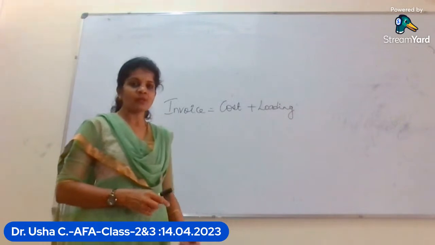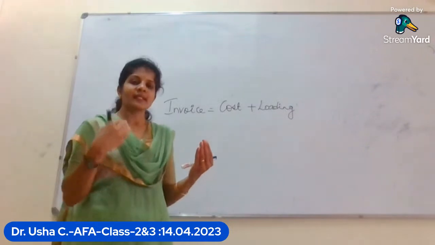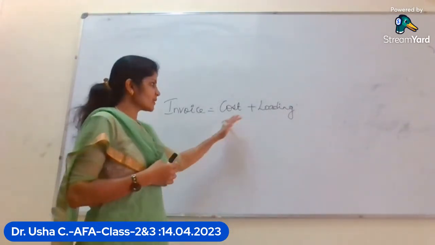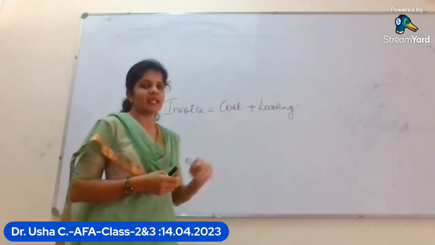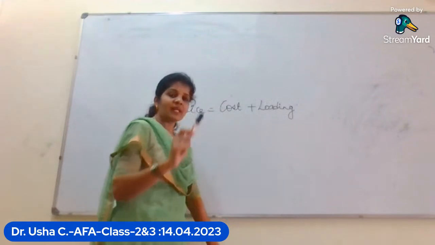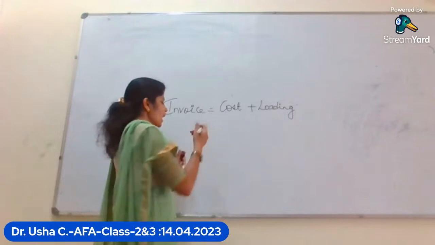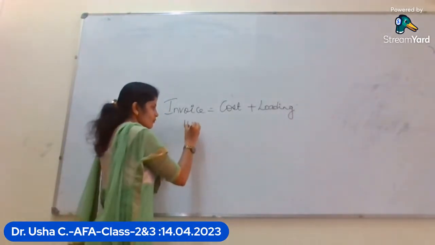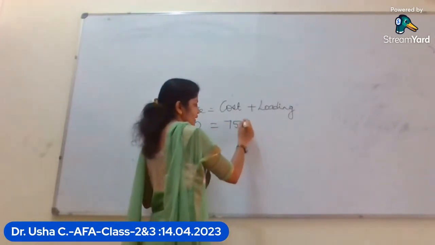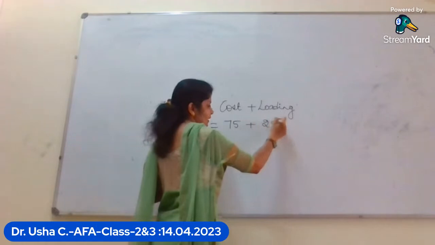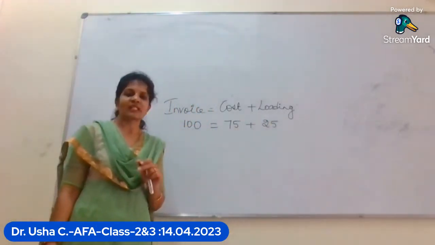From one branch to another branch, if there is an inter-branch transfer or an interdepartmental transfer, when the goods are recorded at loading, that is at a profit, then this profit must be deducted from the cost of goods. Understood? Suppose the goods are accounted for at 100 rupees and the cost of this is 75, what is the amount of 25? Profit. The amount of profit is 25.